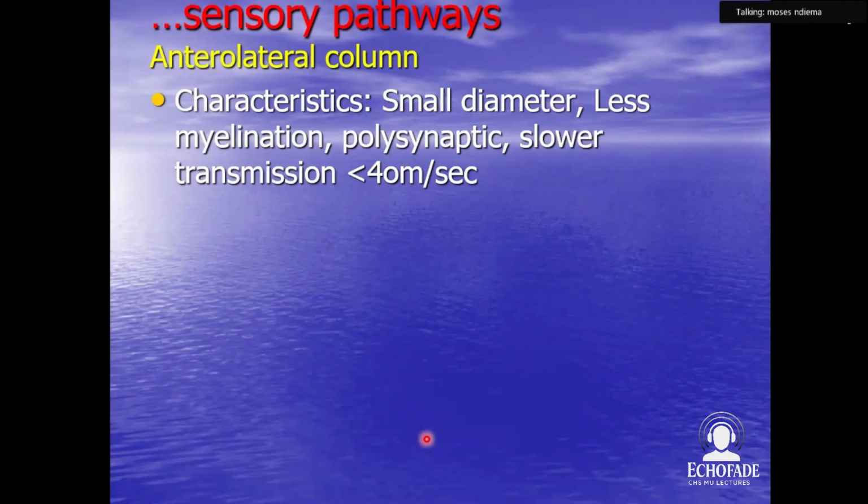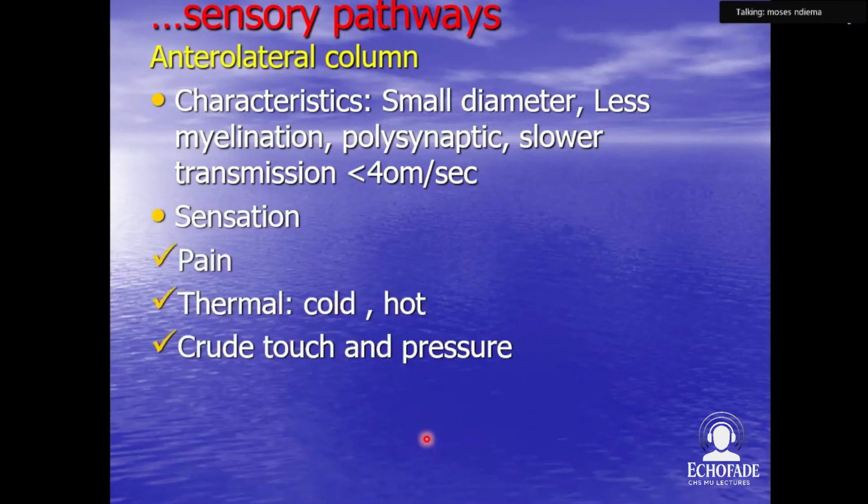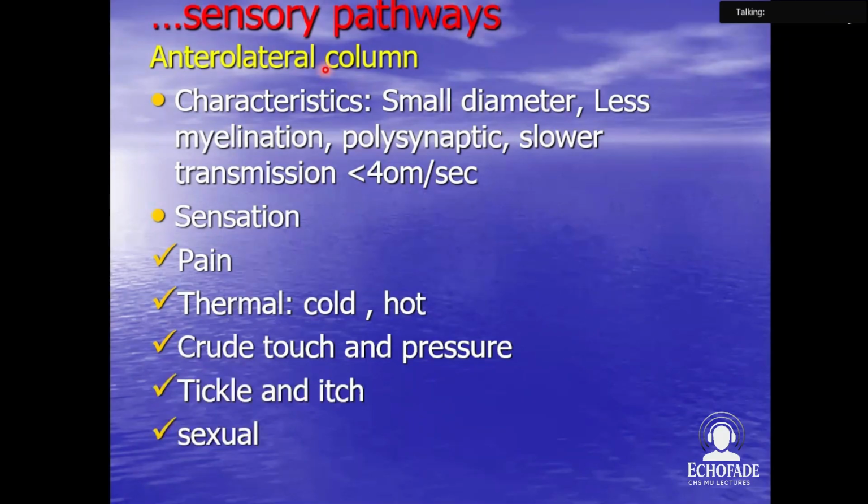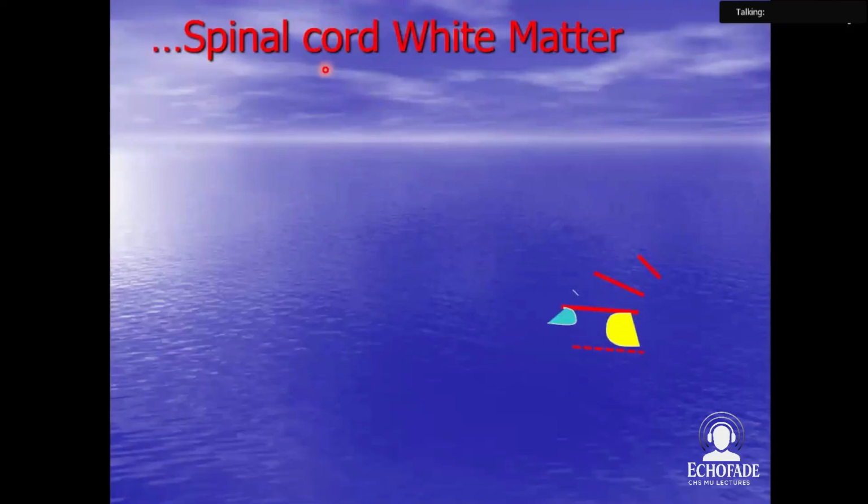Now, this is pain, temperature, crude touch, and pressure. All these are transmitted through the spinothalamic tract in the anterolateral column of the white matter. Okay?